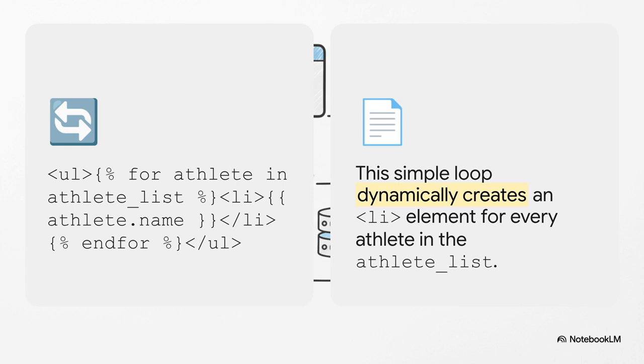It dynamically creates a new list item for every single athlete in your data, pulling out their name and wrapping it in those LI tags. This is exactly how you build dynamic lists, tables, and photo galleries.